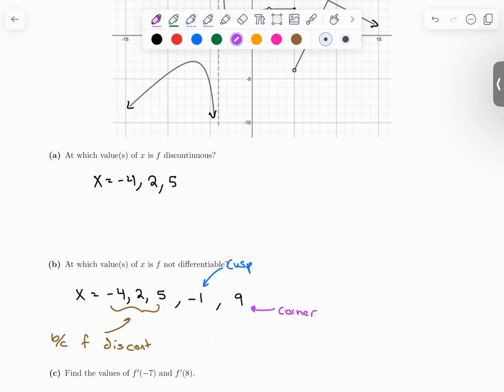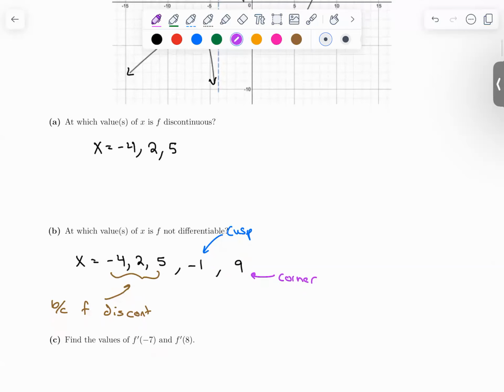Any questions on those? Yes, Chief. Nope. So if you are discontinuous, you are automatically not differentiable. Excellent question. But yeah, if you are discontinuous by design, you will also be not differentiable.